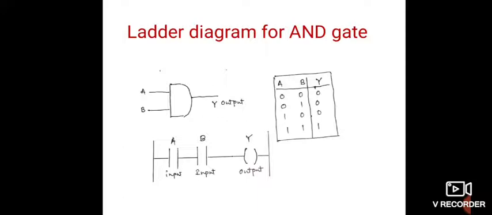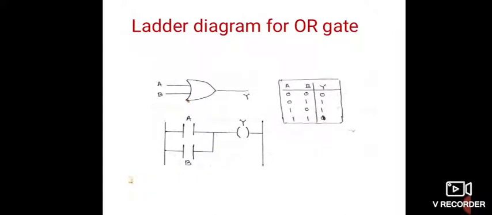Then how to write the ladder diagrams for the basic gates. First let us see the ladder diagram for the AND gate. The AND gate has 2 inputs and only one output. The output is true only when both the inputs are true. That is why both the inputs are connected in series. You can take an example like 2 switches connected in series. The bulb will glow only if both the switches are closed. Like that, only if both input A and input B are true does the output go true.